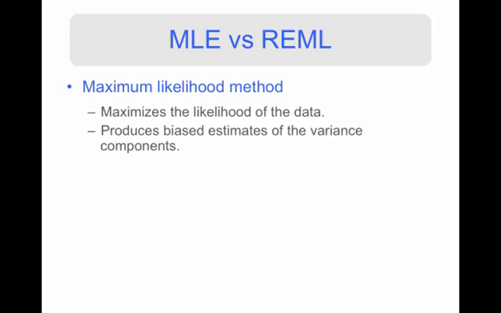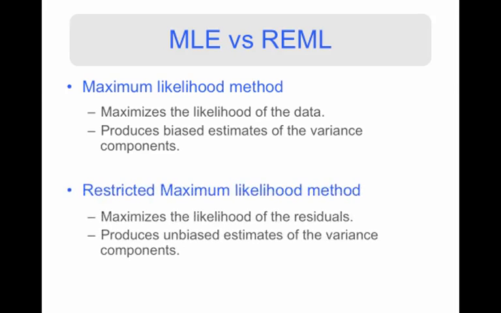Let's go back and look a little bit at the difference between maximum likelihood and REML. Maximum likelihood maximizes the likelihood of the data. It produces biased estimates of the variance components. Restricted maximum likelihood maximizes the likelihood of the residuals, and this produces unbiased estimates of the variance components. So if we're interested in estimating variance components, we often use restricted maximum likelihood to define our loss function.